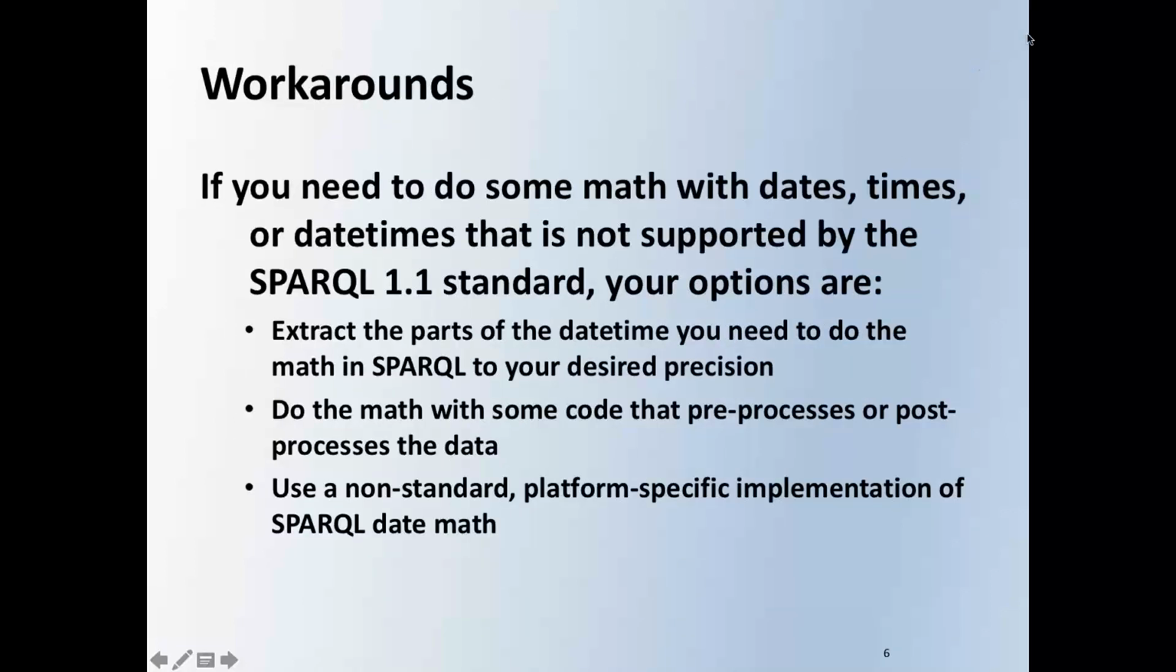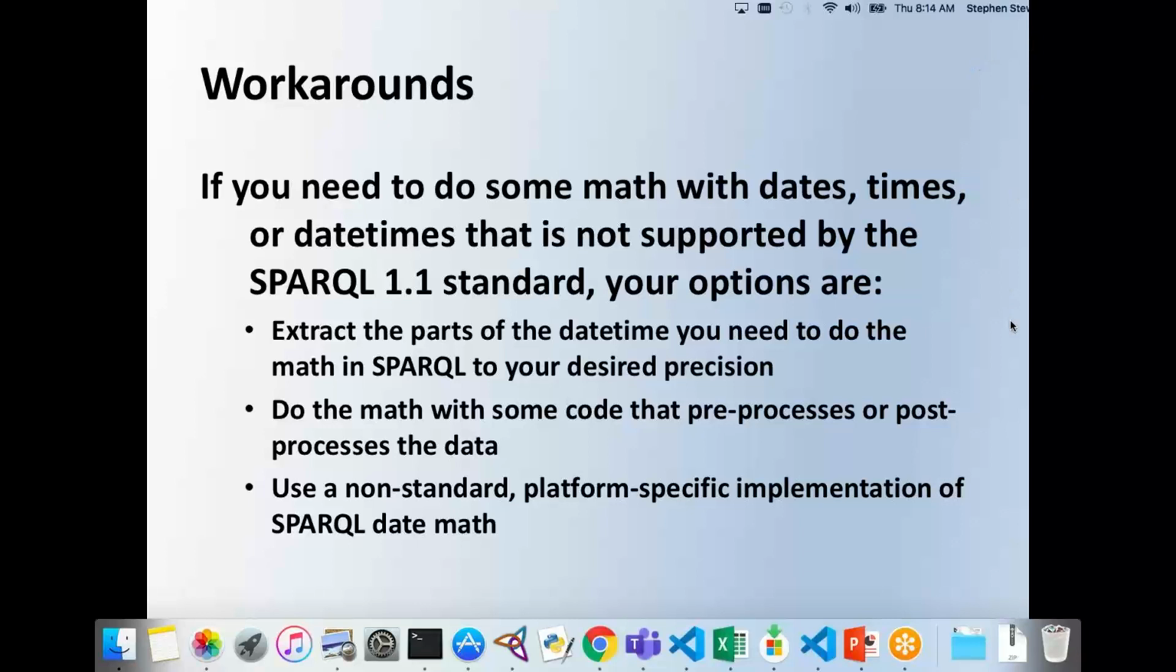So if you need to do some math with dates, times, or date times that's not supported by the SPARQL 1.1 standard, your options are: you can either extract the parts of the date time you need to do the math in SPARQL to your desired precision. So you have those functions for year, month, day, and so on. So you can pull out the day and then do whatever math you need with that. So that's that first option. So you can pull out the parts and do math with those.